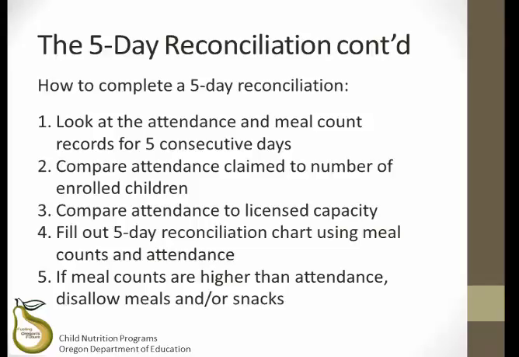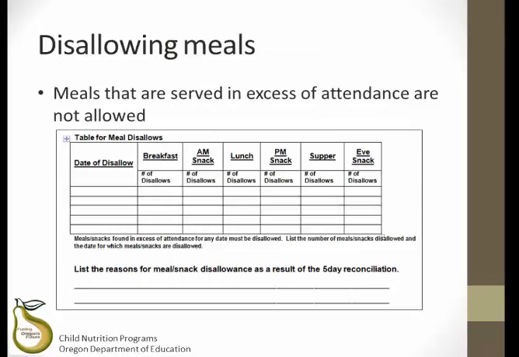Then, fill out your table using the meal counts and attendance numbers. Finally, compare your meal counts to the attendance. If your meal counts are higher than your attendance, then you will disallow the meals and/or snacks that were claimed in excess of attendance. Meals that are served in excess of attendance are not allowed to be claimed as reimbursable meals. The site monitor will have to disallow these meals on the table for meal disallows, which can be found on the site monitoring form.